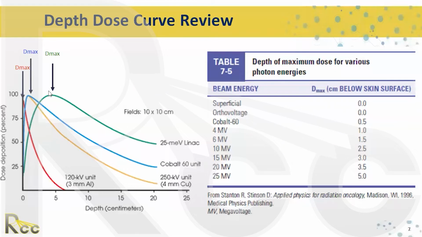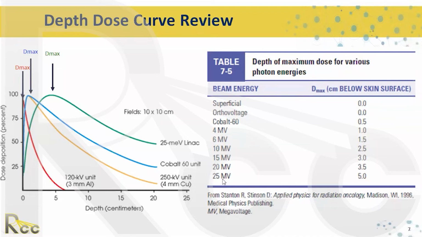If you take the graph and turn it into numbers, you'll see that superficial orthovoltage have no skin sparing, 100% at the surface, but it's not until you hit Cobalt 60 energy, which is 1.25 MeV, the beginning of megavoltage. It's not until you hit Cobalt 60 that you start to see a half a centimeter of skin sparing. And then as accelerators took over and the energy of the linear accelerators began to increase, you can see how deep the dose maximum becomes, even as high as 5 centimeters with 25 MV.